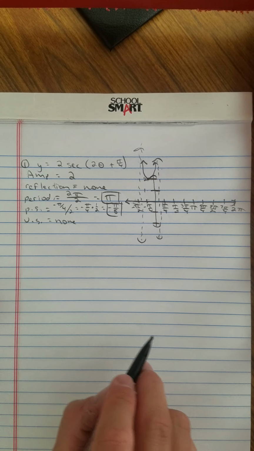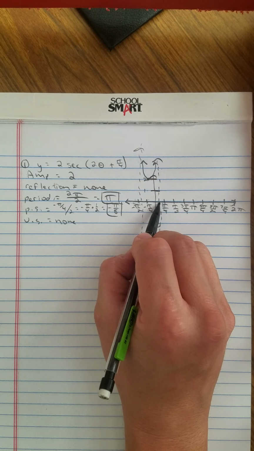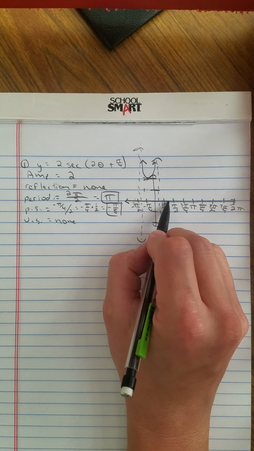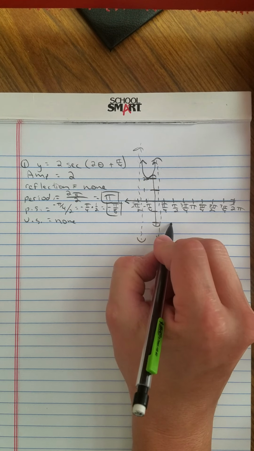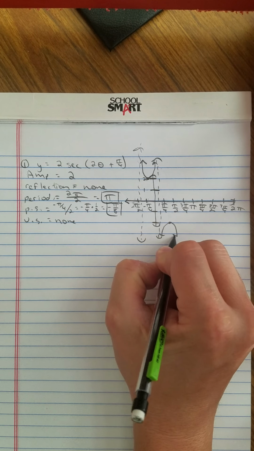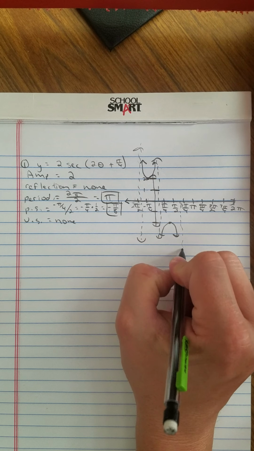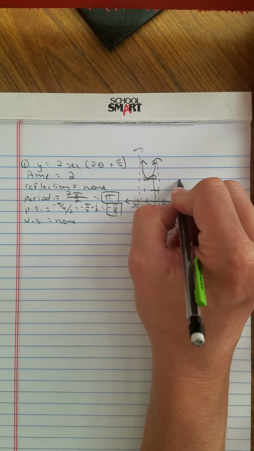And then all we have to do to finish our period is kind of do the next part of this, okay? So 1 unit to the right of this asymptote. So I'm 1 unit to the right. I'm going to go down 2 units and draw my parabola. And then another unit over, I'm going to draw my next asymptote. So here's my next vertical asymptote.